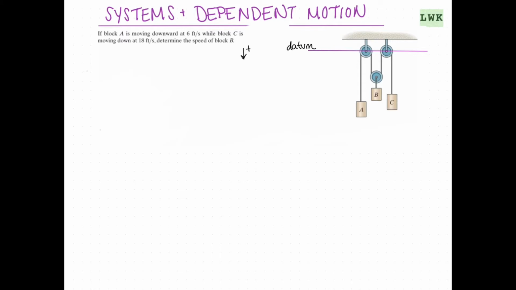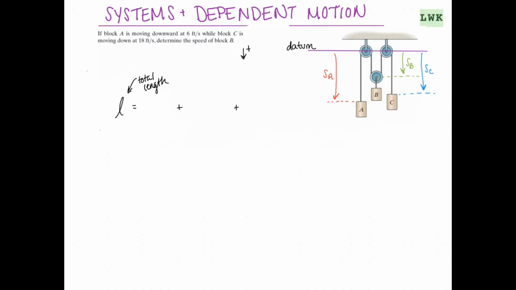So let's start by writing the equation for this cord. We're going to say L, which is the total length of the cord that's connecting A, B, and C, is going to be equal to SA, which we're taking from the datum to the top of block A, plus SB, plus SC, which is going from our datum to SC.